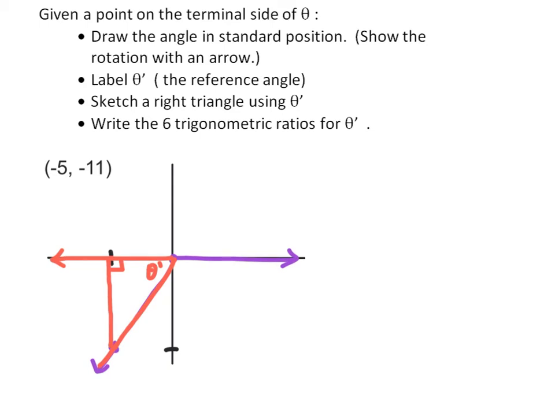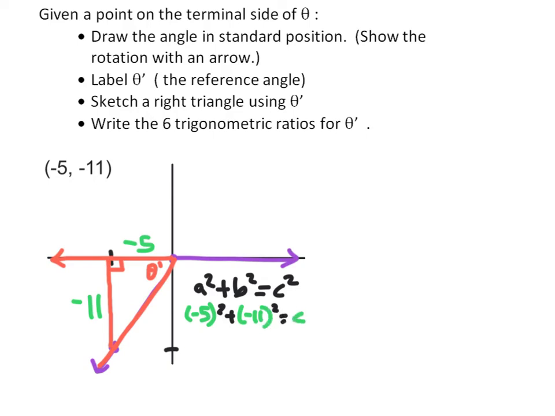Now we're going to label this portion of our right triangle right here negative 5, because we've gone from 0 to negative 5. Again, it's not the length of the segment because that would be positive, but the position of this point from the origin. And then this will be negative 11 right here. So we're going to use the Pythagorean Theorem. A squared plus b squared equals c squared. We're going to put negative 5 in for one of our sides, squared, plus negative 11 for our other side, squared equals our c, or hypotenuse, squared.